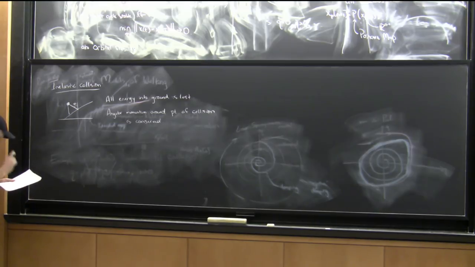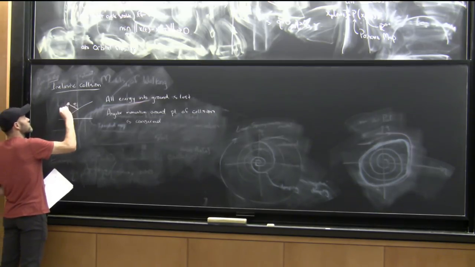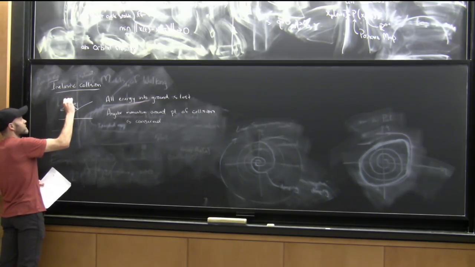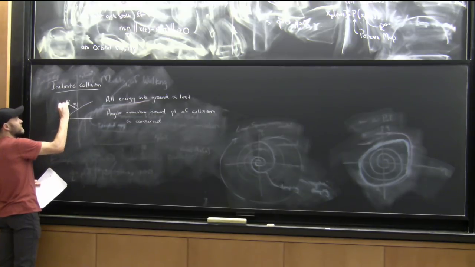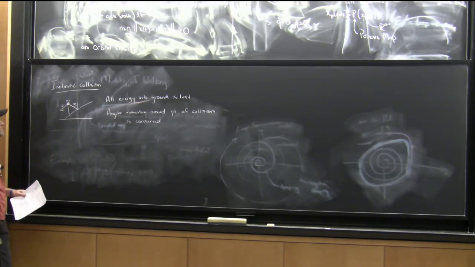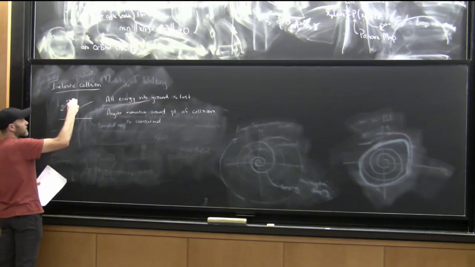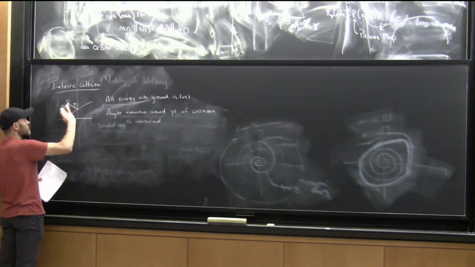Okay, so how do you write the angular momentum? Well, I've got the mass here. It's got an instantaneous velocity v. I want to write the angular momentum around here. I know the velocity relative. I should actually be a little bit more careful here.